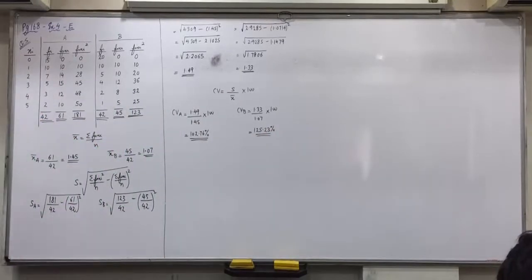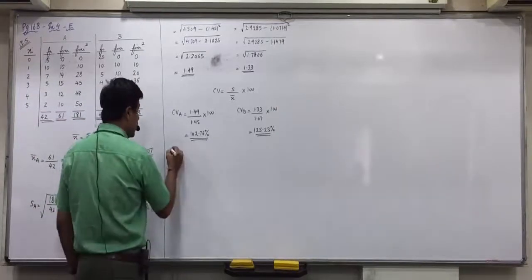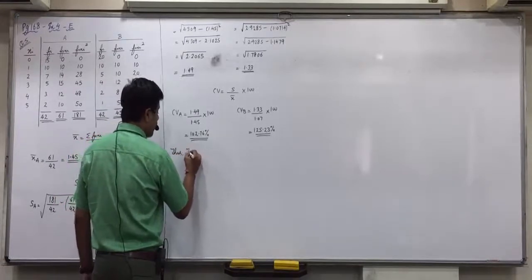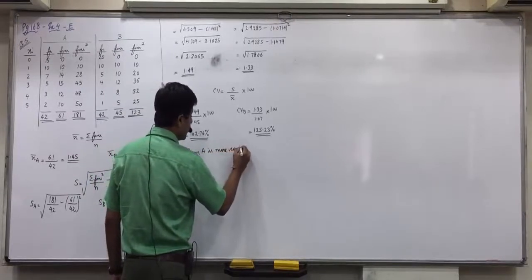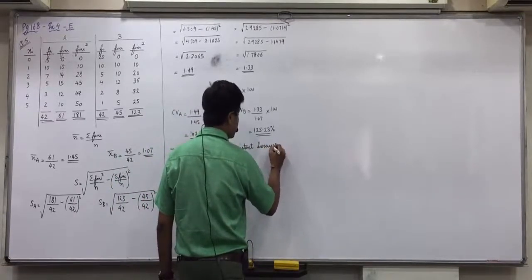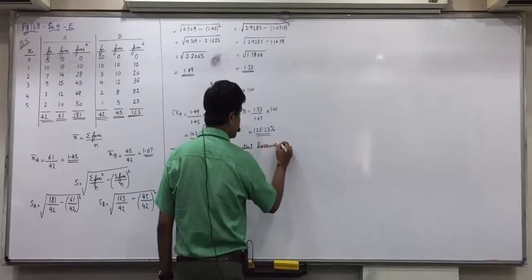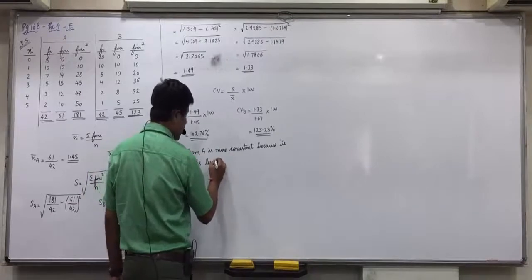Any doubts in this? All are clear with it? So which team is more consistent? Yes, team A, because its CV is less. Inverse relation. Whosoever's CV is less is more consistent. So you'll write: team A is more consistent because its CV is less.